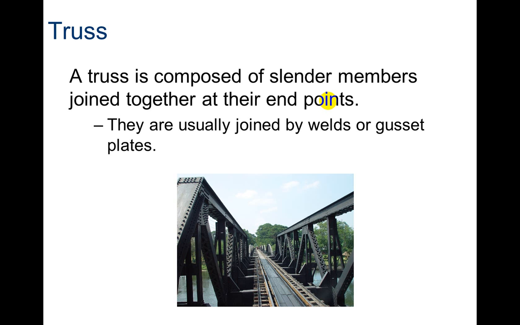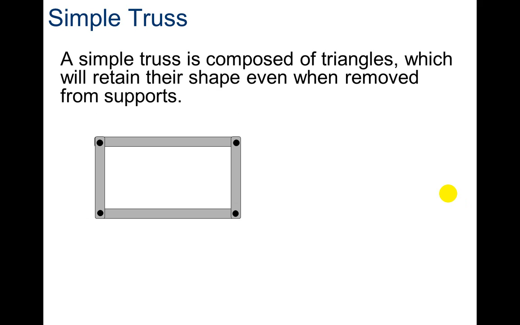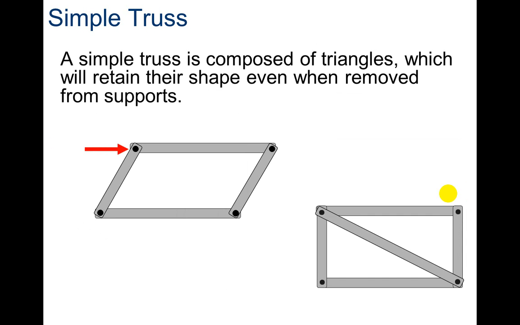All right, so a truss is composed of slender members joined together at either end points. They're usually joined by welds or gussets. Okay, these right here are your gusset plates. Okay, and they're usually welded. And those are done at the joints. All right, a simple truss is composed of triangles, which will retain their shape even when removed from supports. Okay, so if you get the triangular shape, notice it's going to be a little bit stronger, or not a little, a lot stronger with the triangle shapes. It does help.